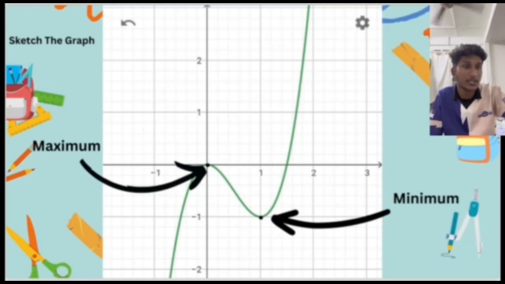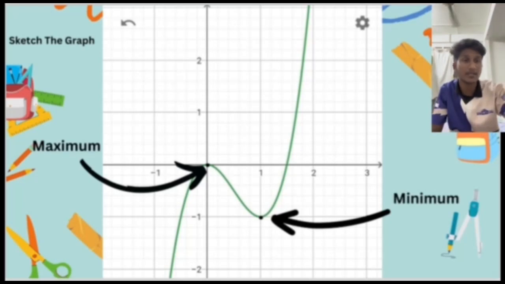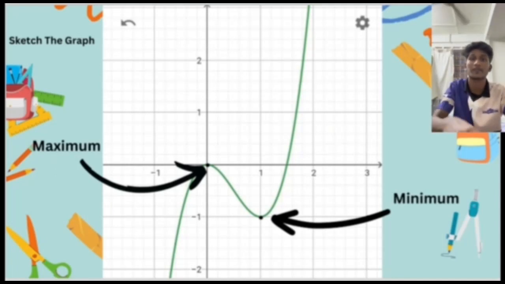For the graph, we sketch it, and for the maximum point we will get the sad face, and for the minimum point we will get the smile face. For the coordinates given, we need to point them out on the graph and sketch it. So we will find the perfect graph for minimum and maximum. That's all. Thank you.